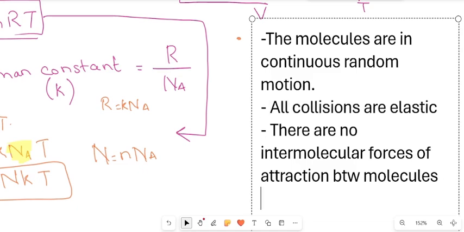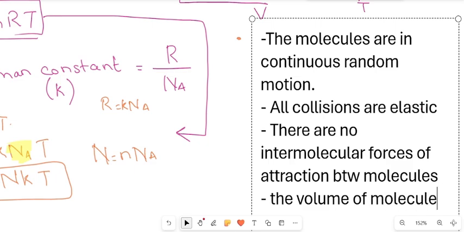Number 4, the volume of molecules is negligible compared with the volume of the gas.